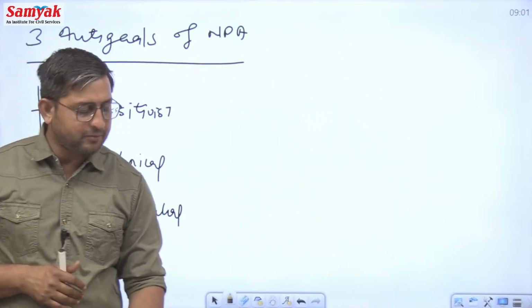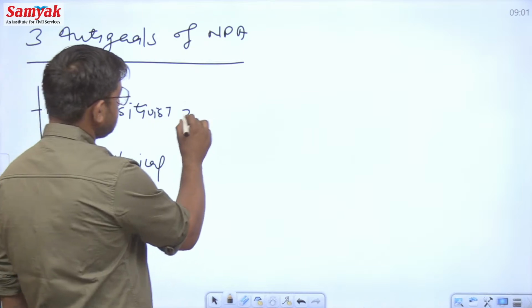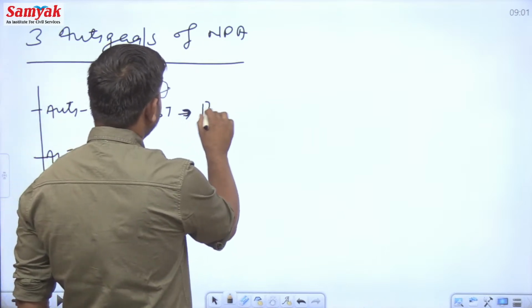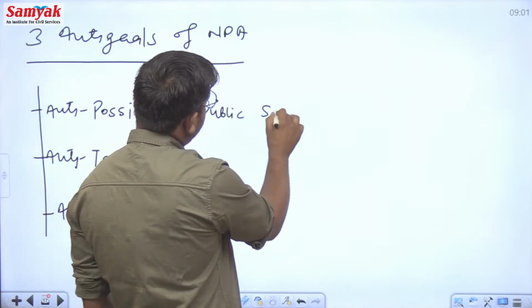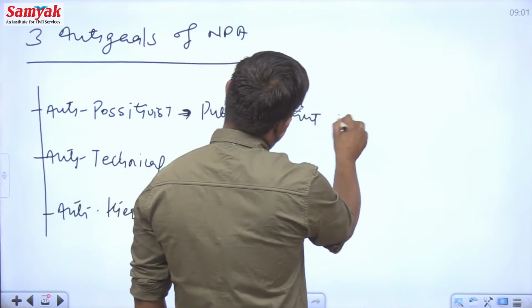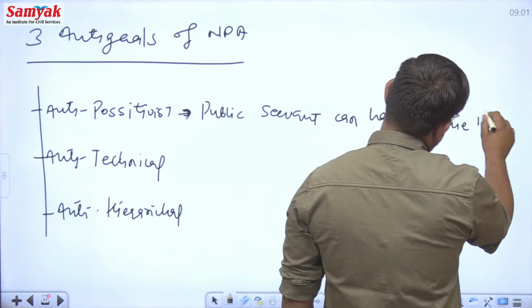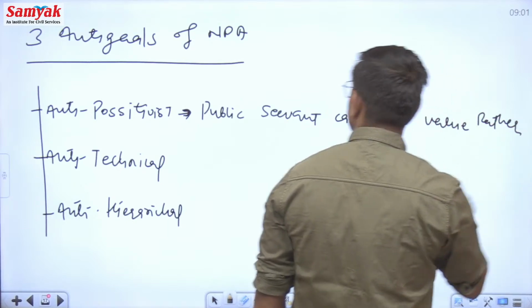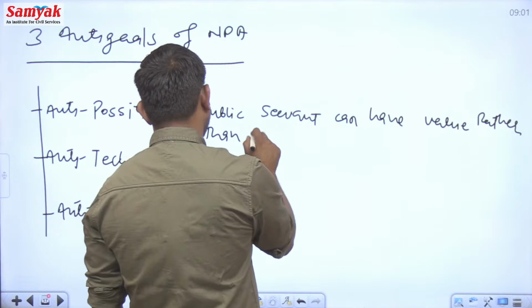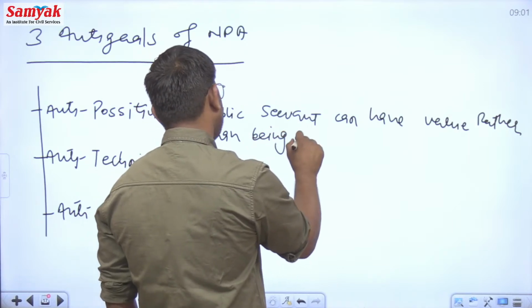तो एंटी पॉजिटिविस्ट मींस the public administrator और पब्लिक सर्वेंट बेसिकली can have values rather than being value free.